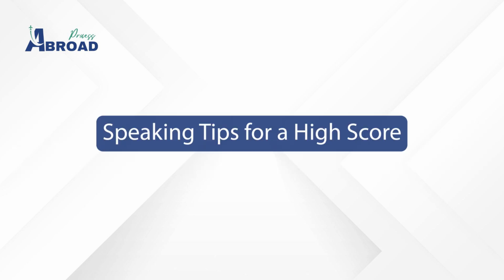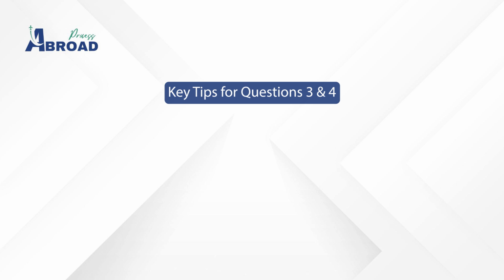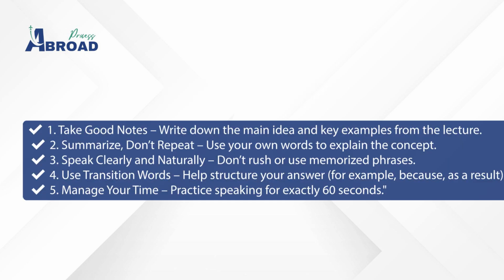Speaking tips for a high score. Key tips for questions 3 and 4. To improve your score, follow these tips. 1. Take good notes. Write down the main idea and key examples from the lecture. 2. Summarize, don't repeat. Use your own words to explain the concept.